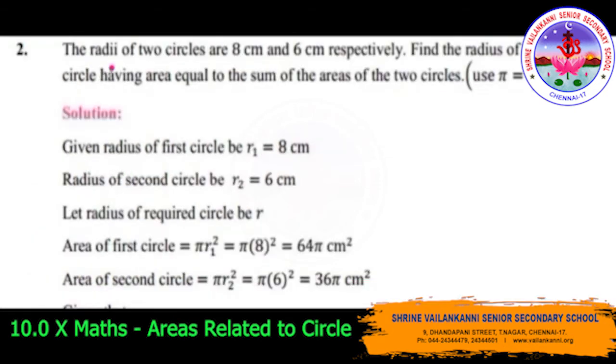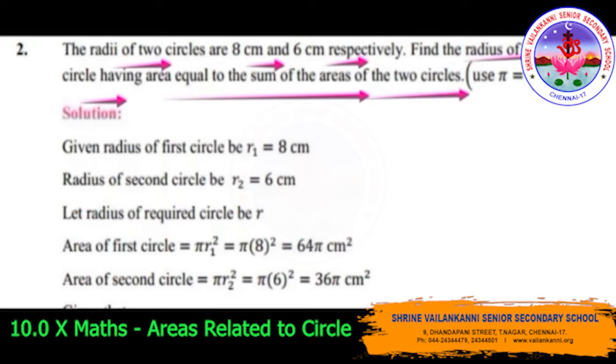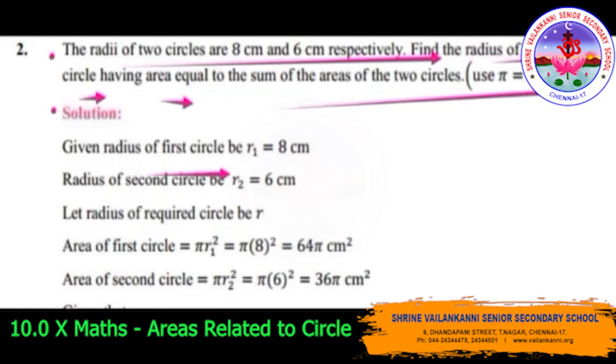Second problem, the radii of the two circles are 8 centimeter and 6 centimeter respectively. Find the radius of the circle having its area equal to the sum of the areas of these two circles. Given the radius of the first circle is 8 centimeter, we are taking R1 as 8 centimeter, and the radius of the second circle as R2, which is equal to 6 centimeter. Now we want to find the radius of the required circle. We have taken it as R.